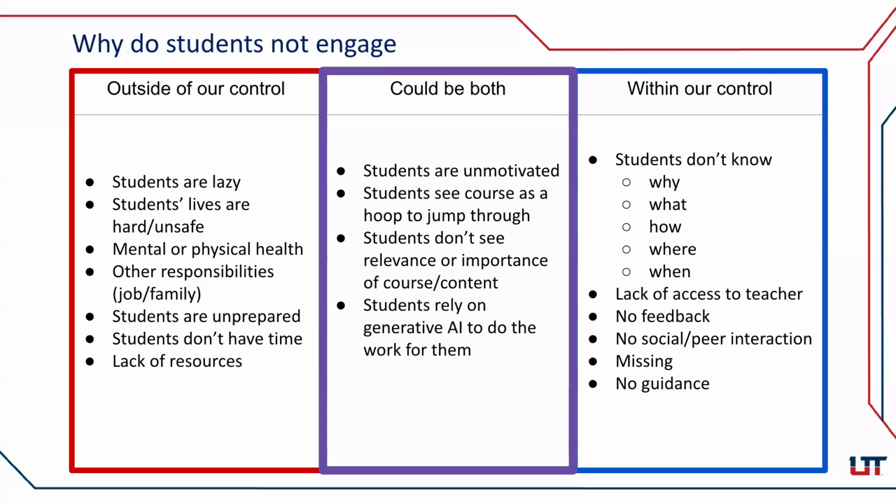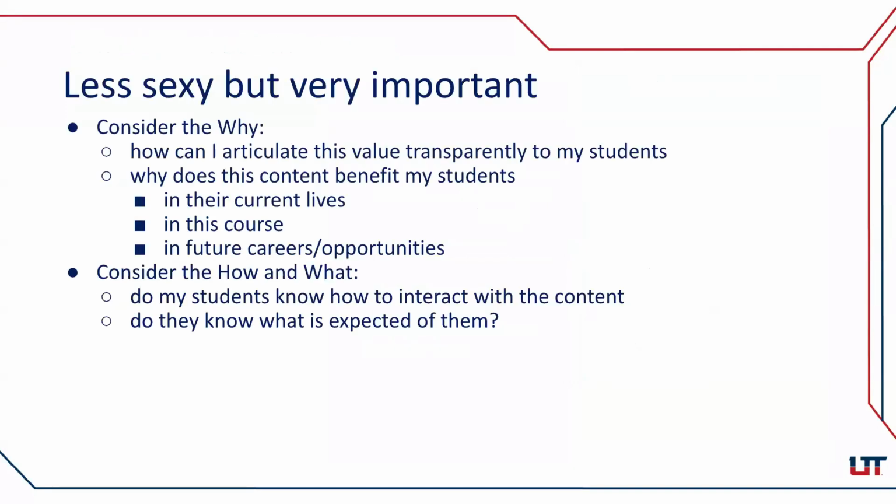And there may be a few things that kind of fit in both categories, but what is within our control? For me, if students are telling me they don't know what to do, how to do it, why they're doing it, when or where to find the information, if they don't know how to access me or ask questions, or they're not getting feedback, or they're not sure how to get feedback or what to do with that feedback, to me, that is stuff that's within our control to fix as learning designers and as educators. And so I'd like to keep our focus on those spaces today.